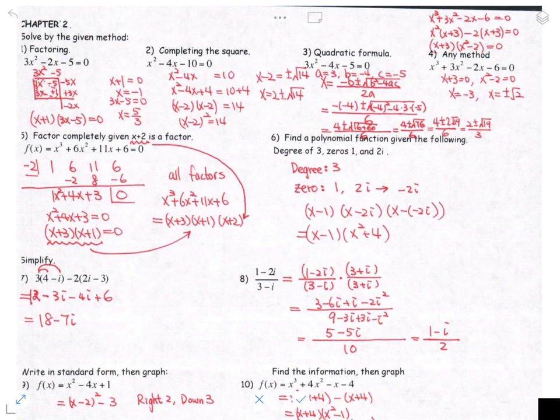Solve for x, set each of the factors equal to 0. That means x plus 1 equals 0, 3x minus 5 equals 0. So I have x equal to -1, x equal to 5/3. Number 2, completing the square. So x squared minus 4x. First step, I add 10 to both sides.